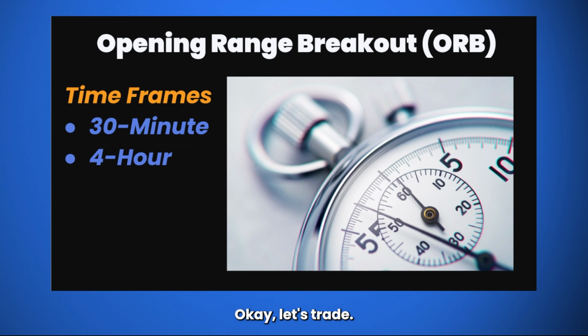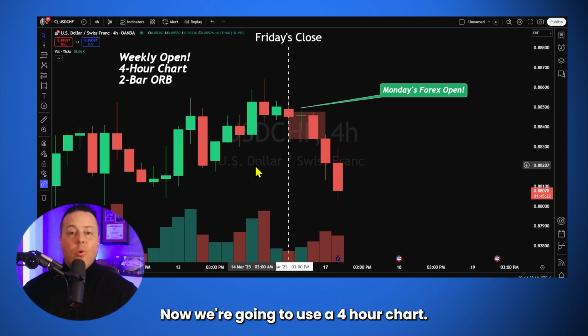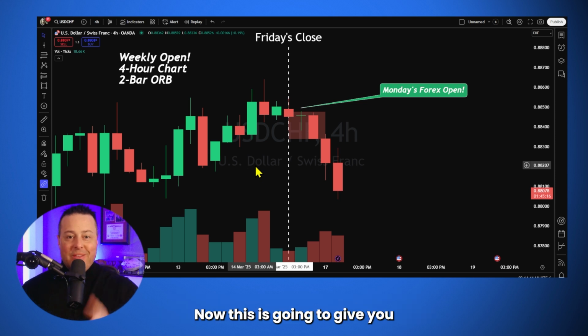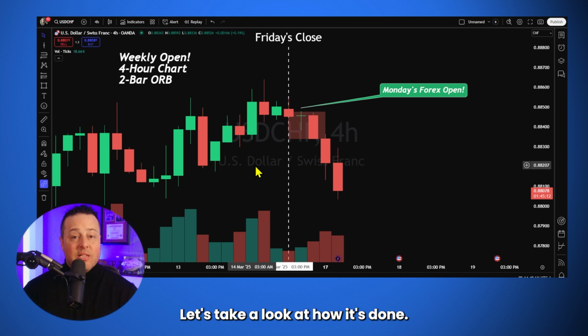To ensure that we have a viable trading range to work with, we will focus on the 30-minute and 4-hour charts. Okay, let's trade. This is the electronic 2-bar ORB strategy for Forex pairs. We're going to use a 4-hour chart and focus on the first 2 bars after the weekly electronic open. This is going to give you a plethora of trades across your majors, minors, and exotics. Let's take a look at how it's done.